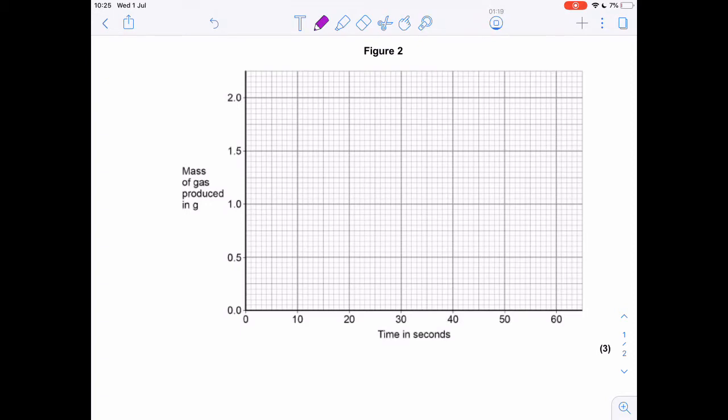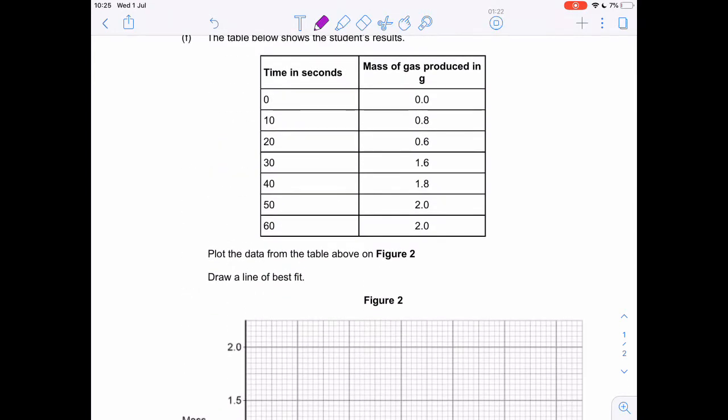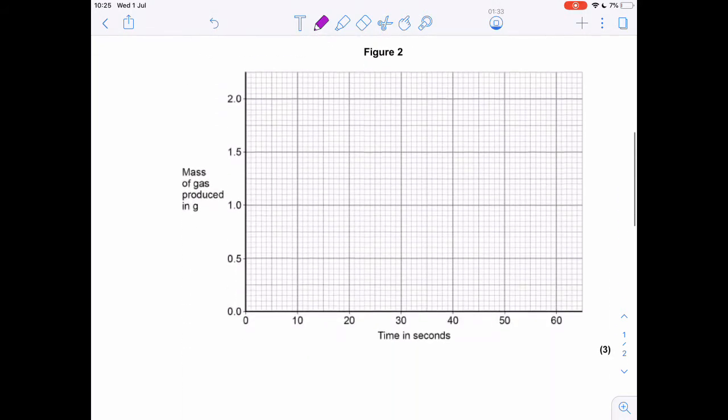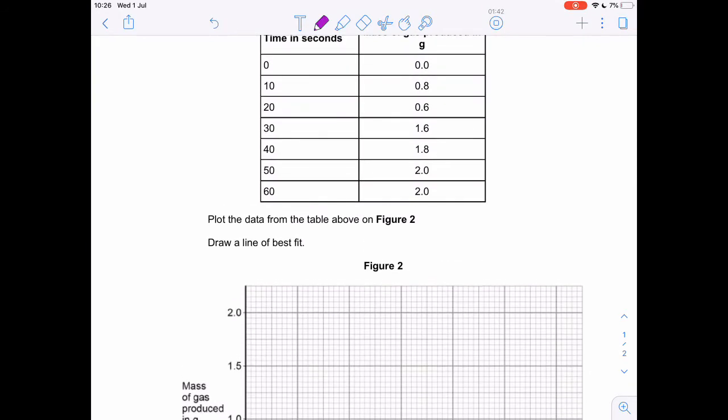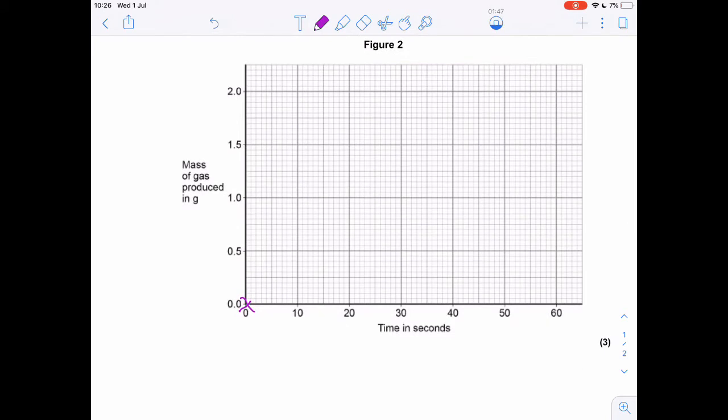So the first one is a time of 0 seconds, which has no gas produced, because before the reaction starts there's no gas produced. So what you have to do is go down to here, 0, 0, and put a cross. Then if we go up 10 seconds, 0.8 grams. So I'm going to go down to 10. So 10 seconds is 0.8.